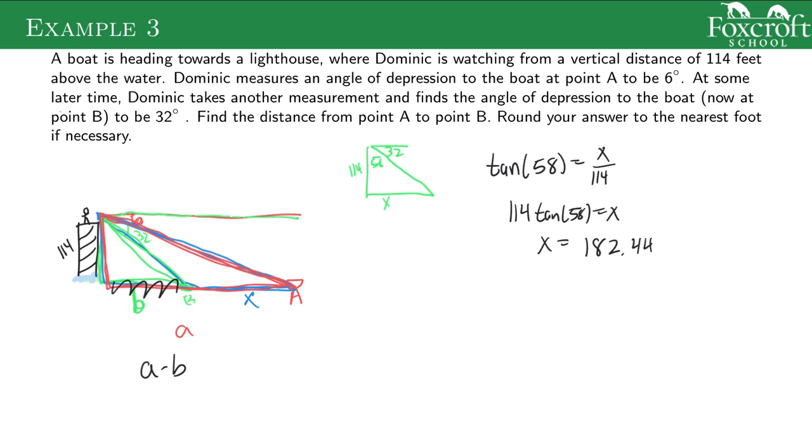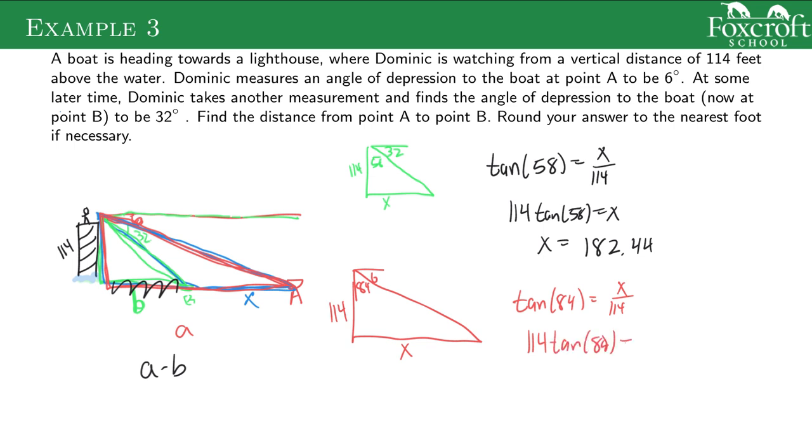Now I'm going to do the same thing for this red triangle. The height of the tower doesn't change. This angle of depression was 6, so the actual angle in my right triangle is 84. I'm finding this. This was B. That's just going to be tangent of 84 equals x over 114, so 114 tangent of 84 equals x. I should have been calling them B and A to avoid confusion, but I just realized that a little too late. So 114 tangent of 84 is 1084.64. All right, and this was A, and this was B.